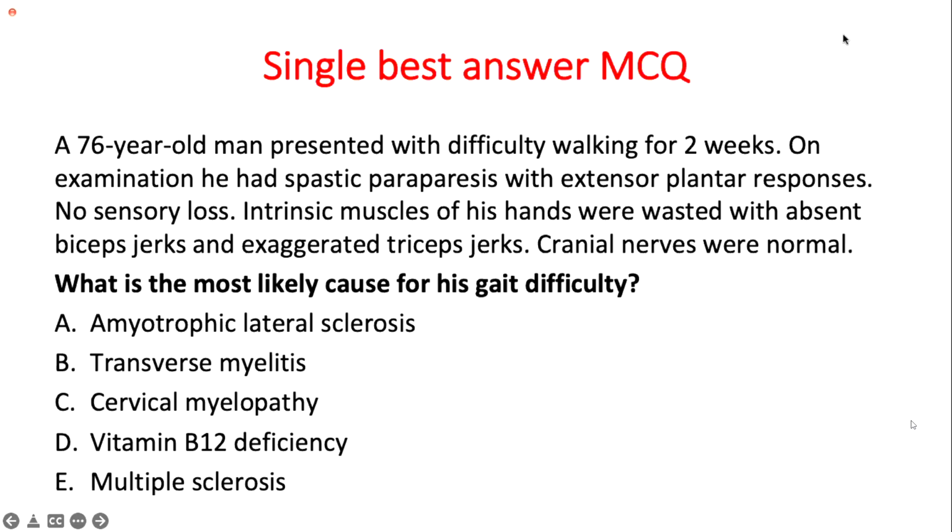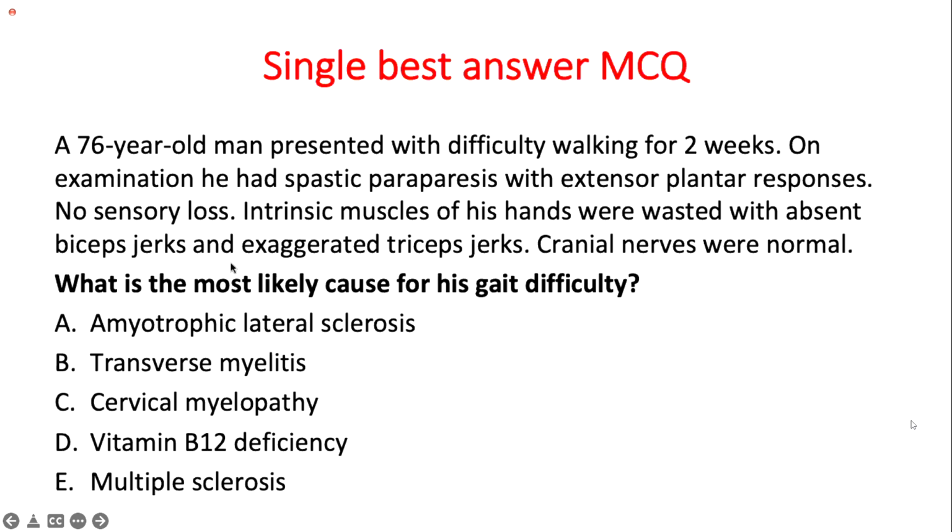Hello? C5, C6 level. Very good. Why? You are correct. Because the bicep jerks are absent and the tricep jerk is exaggerated. Excellent. Well done. Okay, you are absolutely correct.